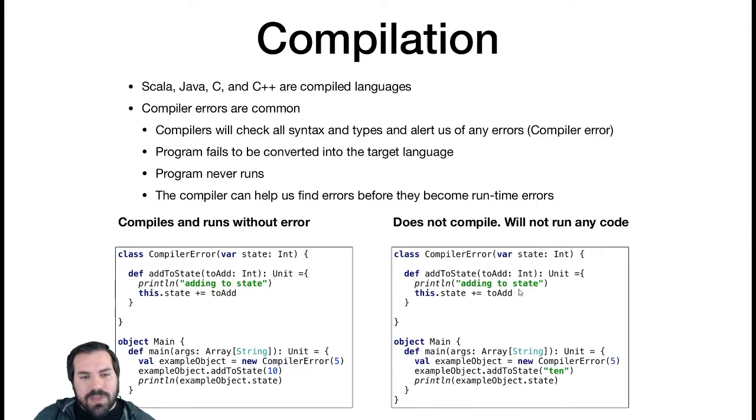So this code will not run. It will never be compiled, and you'll get a compiler error of incompatible types. Expected int, got a string. So it never compiles. This never gets printed. This never crashes. This line actually does not give you an error. It's going to be this line right here that gives you an error for that.